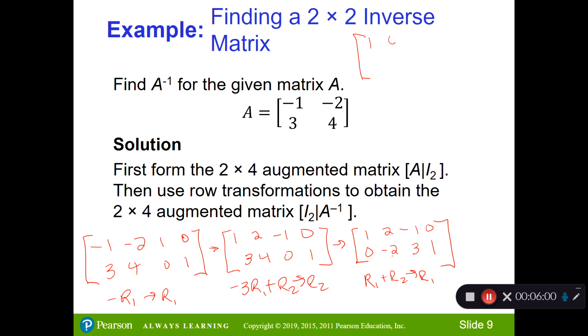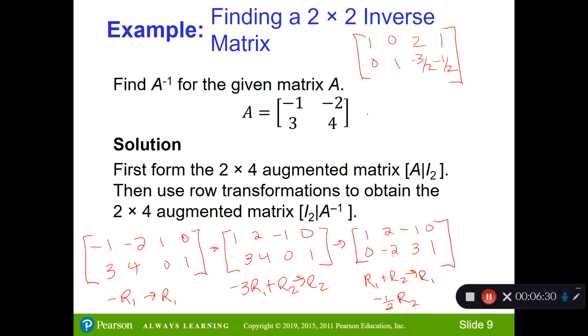Negative 2 plus 2 is a 0. 3 plus negative 1 is a 2. And then 1 plus 0 is a 1. And then here, if I multiply negative 1/2 times row 2, I'll get a 1 here, and that's what I need. So 0, 1, and then that would be a negative 3/2, and that would be a negative 1/2.